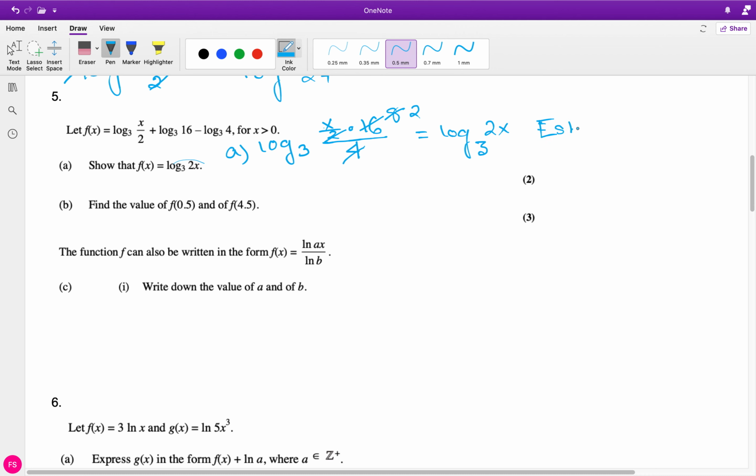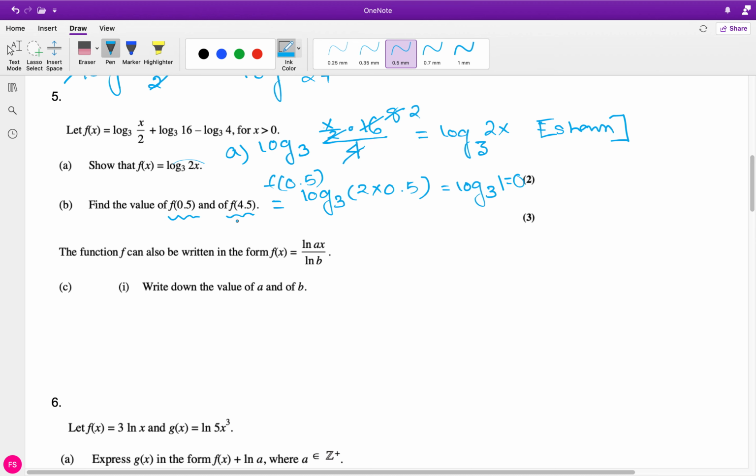So shown. For b, you have to find the value of f of 0.5. That means the value of x is 0.5. I'm just going to substitute that. This will give me log of 3 2 times 0.5 equals to log of 3 1. Now we know that log of 1 is always equal to 0. It doesn't matter what your base is, this will give us 0. So I'm just going to write 0. This is for f of 0.5.